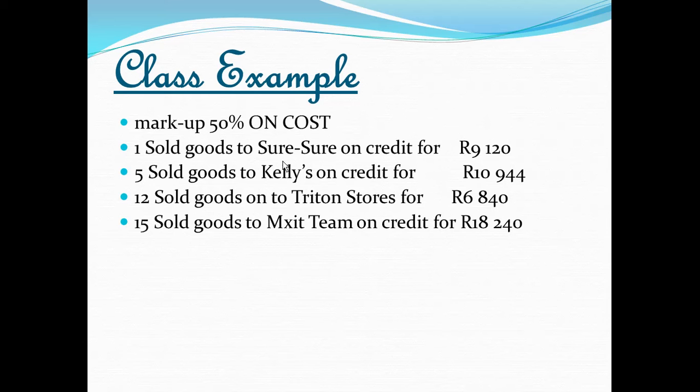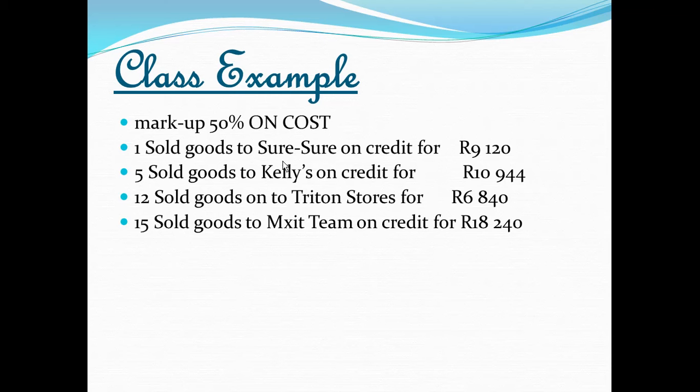What's important to note here is the first bullet point on the slide says markup is 50% on cost, which already indicates to you that you probably should have put cost of sales somewhere. So it depends which method you are using. If we are using the perpetual method and we are recording cost of sales, then you need to have a column for cost of sales in your sales journal. But if you are using the periodic method, then you already know that you will not update cost of sales. So you'll have no column for cost of sales if you're using the periodic method.